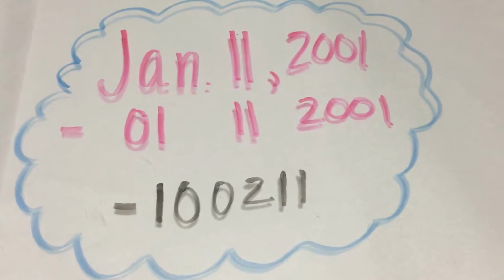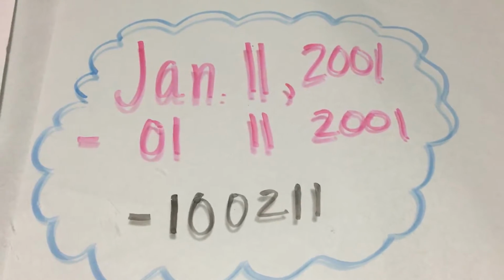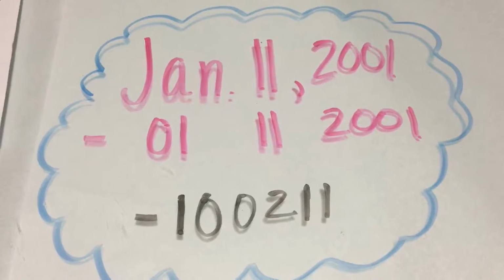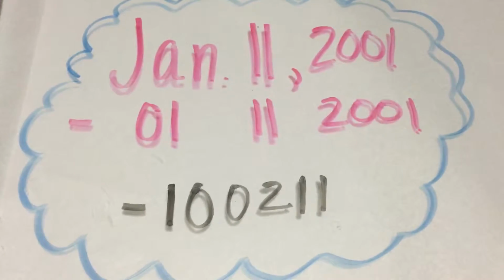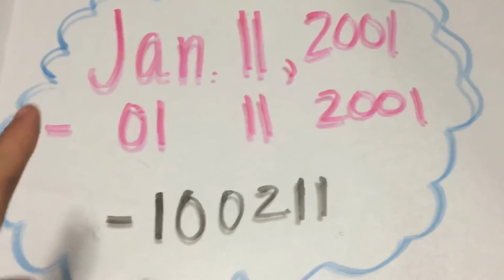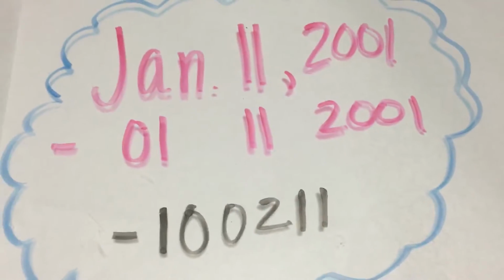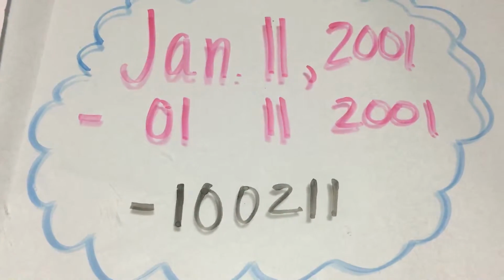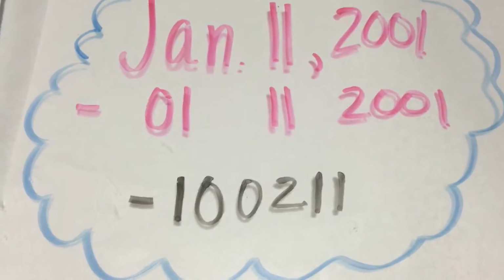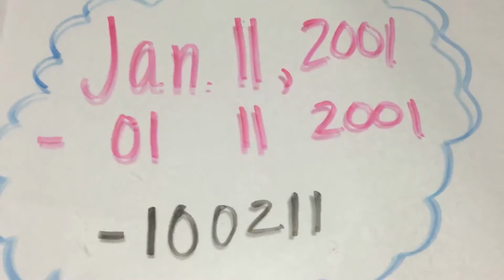Hello, my name is Rene Rico, and today I will be showing you the steps to complete my polynomial project. First, you are going to need your date of birth. My date of birth is January 11, 2001. After doing this, you will be writing down your date of birth in number format.